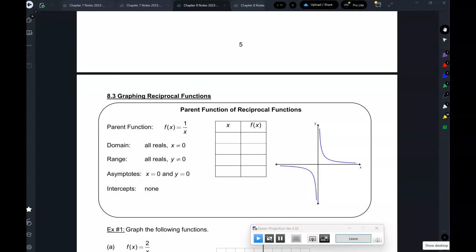This section 8.3 is graphing functions. We're going to start with what we call graphing reciprocal functions. So reciprocal functions are functions like f of x is equal to 1 over x.